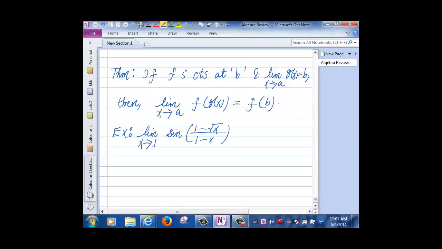Well, because my sine function is a continuous function, all I have to do is find out where the inside function goes. Here it's a composition, right? What's the outside function? Sine x. What's the inside function? That fraction. So if I find out the limit of the fraction at 1, I can just plug that in for sine and then evaluate sine at that point. Okay. So what's the limit of the fraction? How do I find the limit as x going to 1 of (1 minus root x) divided by (1 minus x)? How do I find that limit?